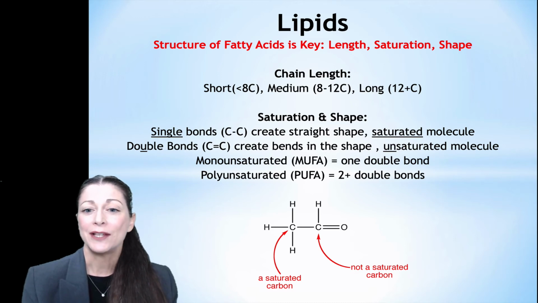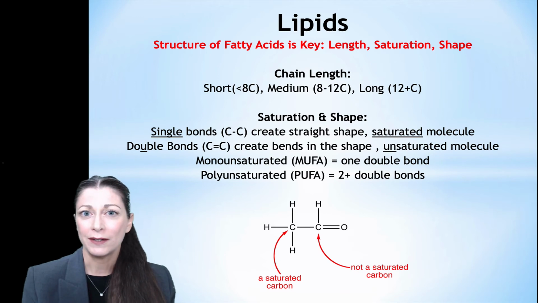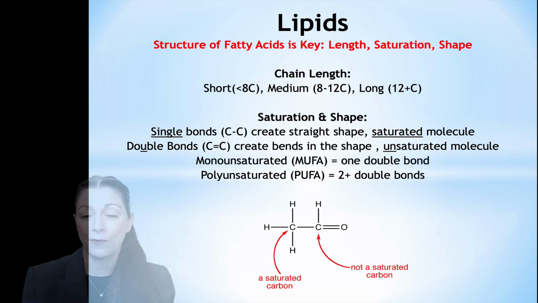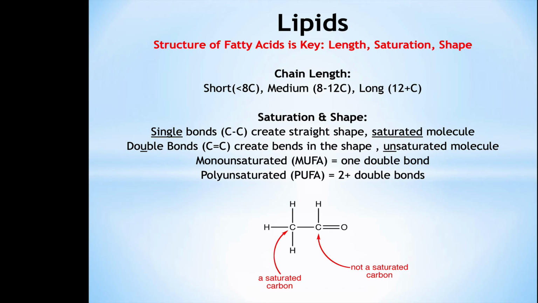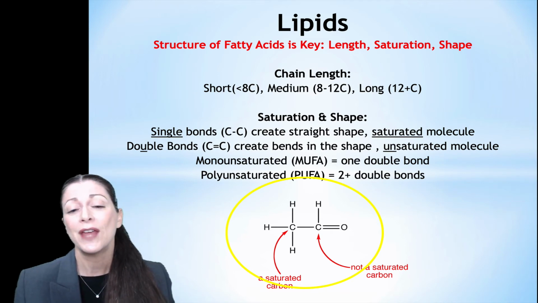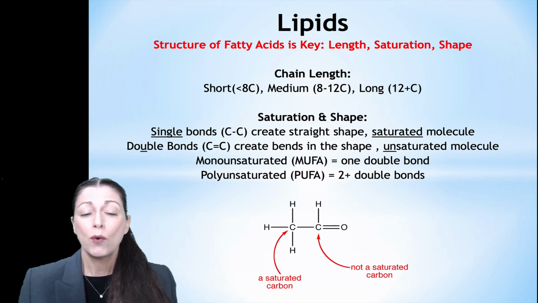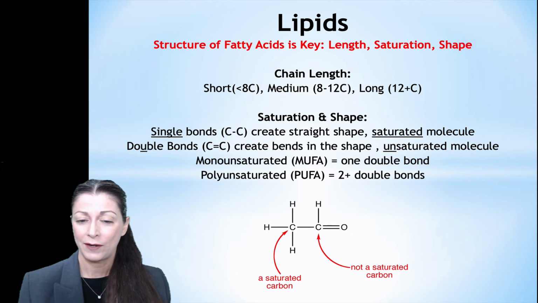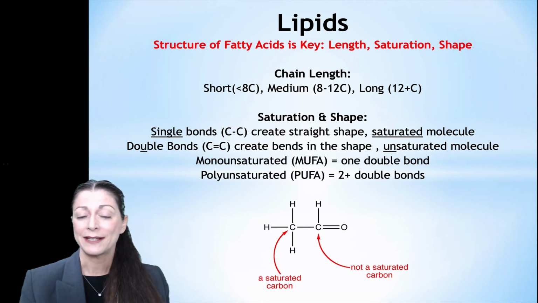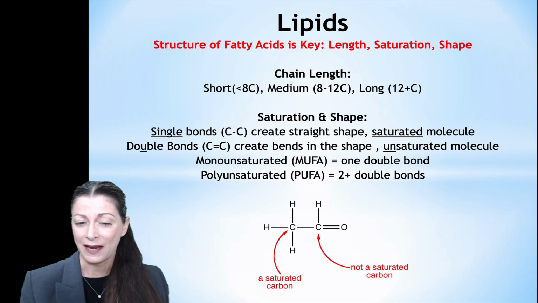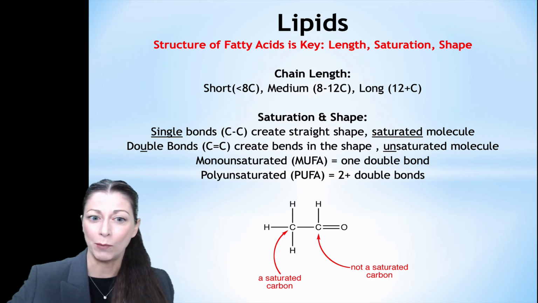When the molecule has two or more double bonds, it is considered a polyunsaturated fatty acid, a PUFA. So if we take a look here, we can see this molecule on the bottom of this slide, and you can see the saturated carbons on the left. That carbon has 4 single lines coming out from it, but the carbon next to it has a double bond to an oxygen. That carbon is unsaturated because it has a double bond.